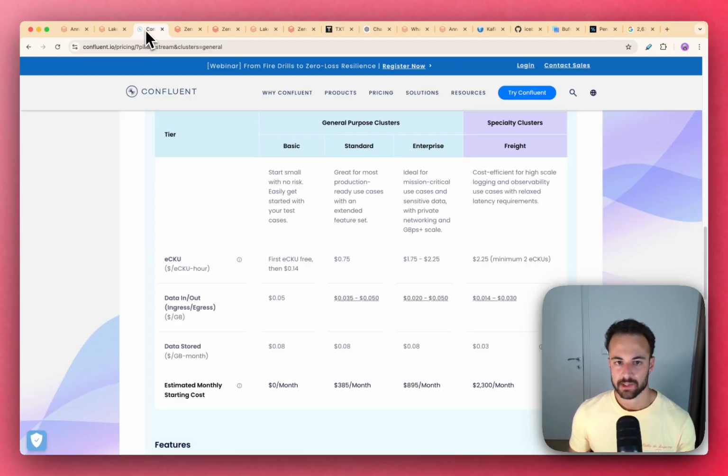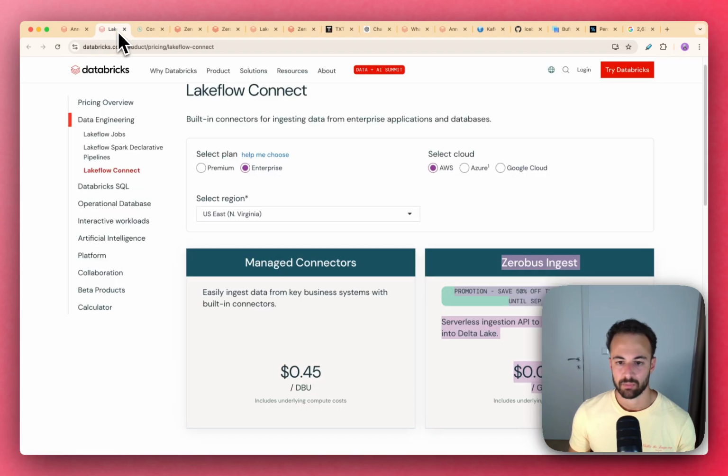Now, Confluent here has explicit discounts on volume. I don't know if these guys have discounts on volume. Maybe they do. Let's see how their pricing changes if you change the cloud.